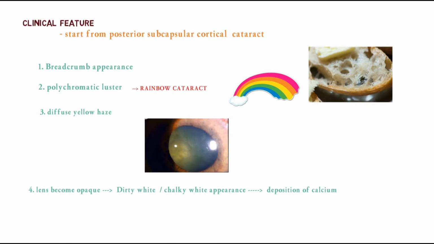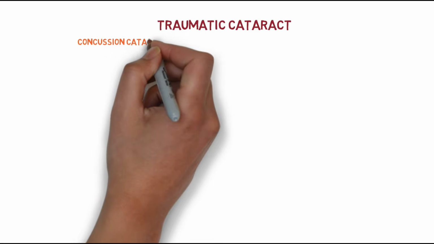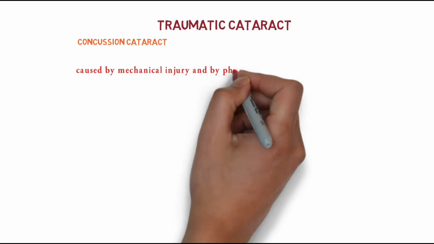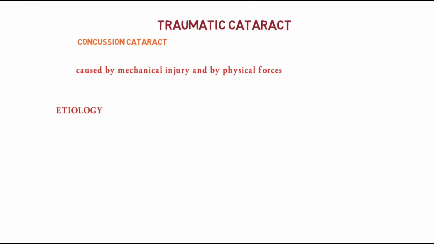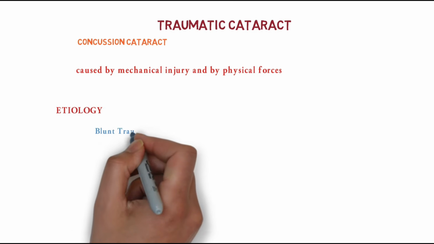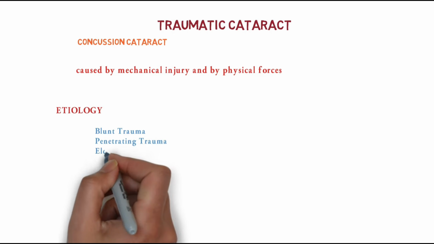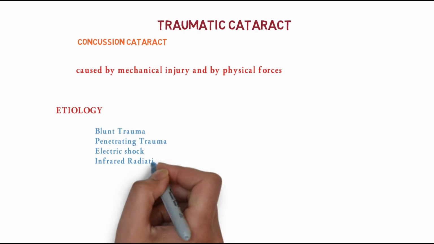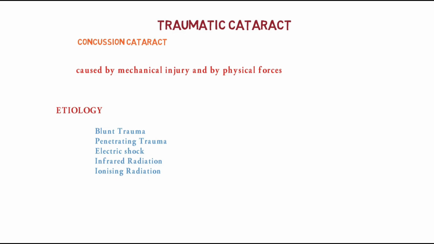Now we are going to start with traumatic cataract. Traumatic cataract is also called concussion cataract. It is caused by mechanical injury and physical forces. So what is the etiology behind the formation of traumatic cataract? It may be caused by blunt trauma, penetrating trauma, electrical shock, infrared radiation or ionizing radiation. So these are the causes which lead to the formation of traumatic cataract.